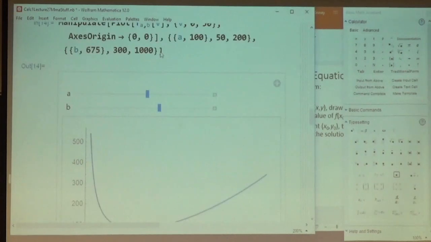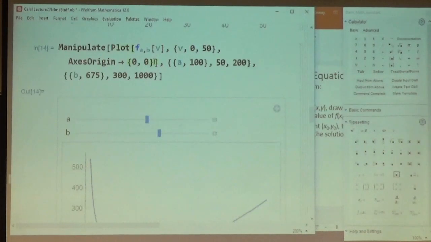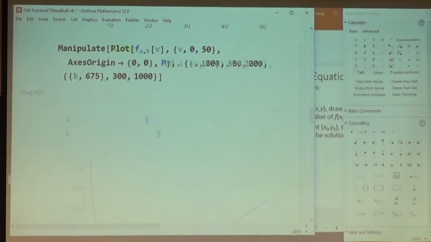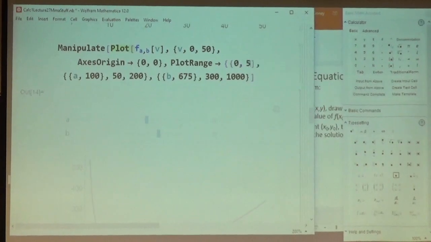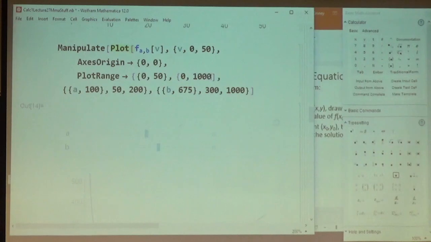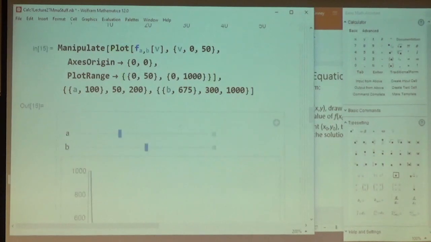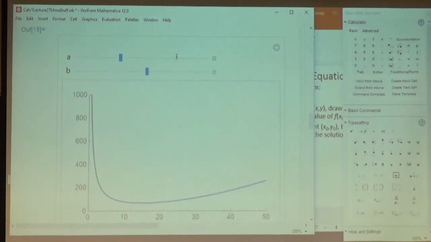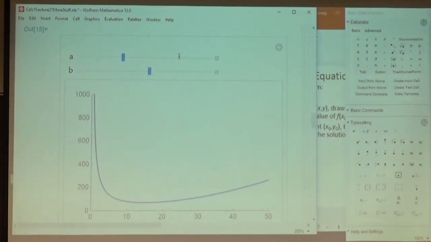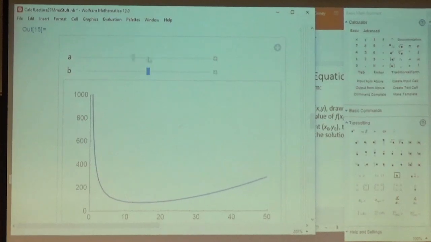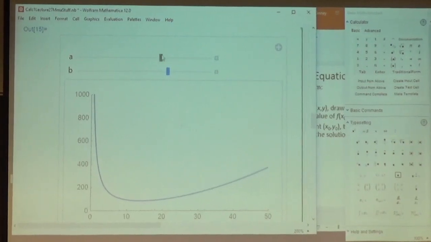If I want to keep that fixed, I can add an option inside the plot, comma PlotRange. 0 to 50 would be the x direction, and say 0 to 1,000 or something like that for the vertical direction. I guess these axes would be V for the horizontal and C for the vertical. Now I've fixed those and I can make the changes, and that's probably a better way to look at it. You can see the qualitative effect of these changes.